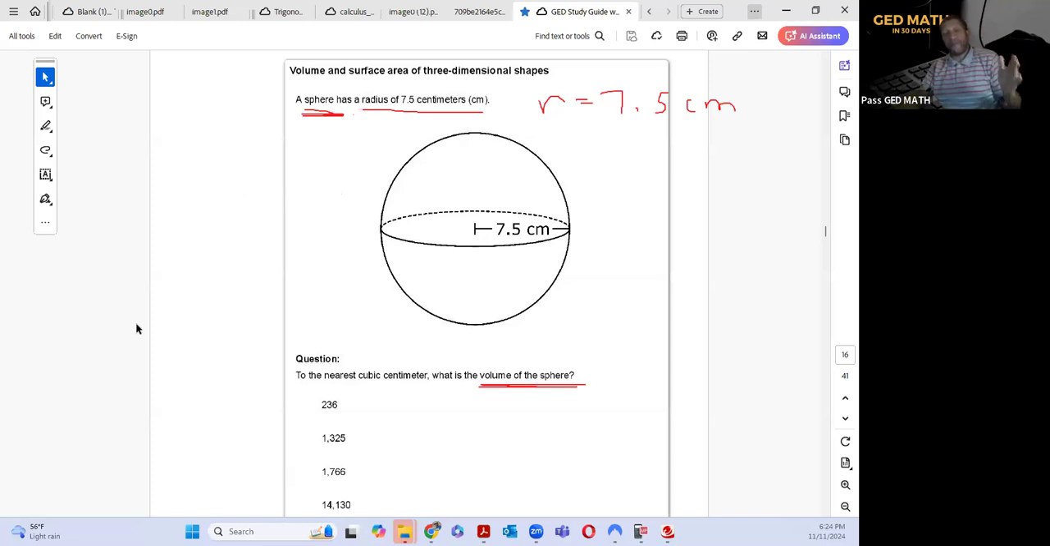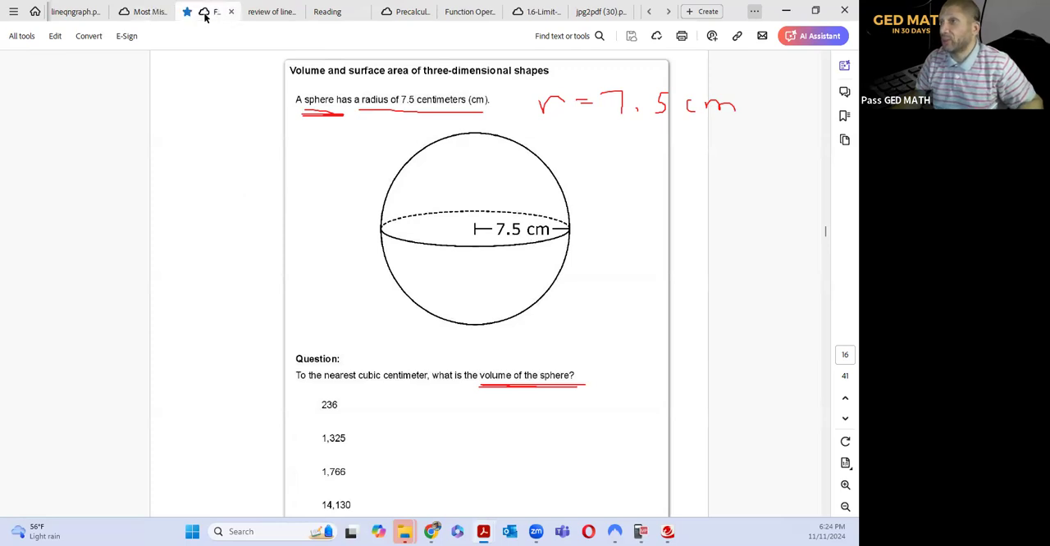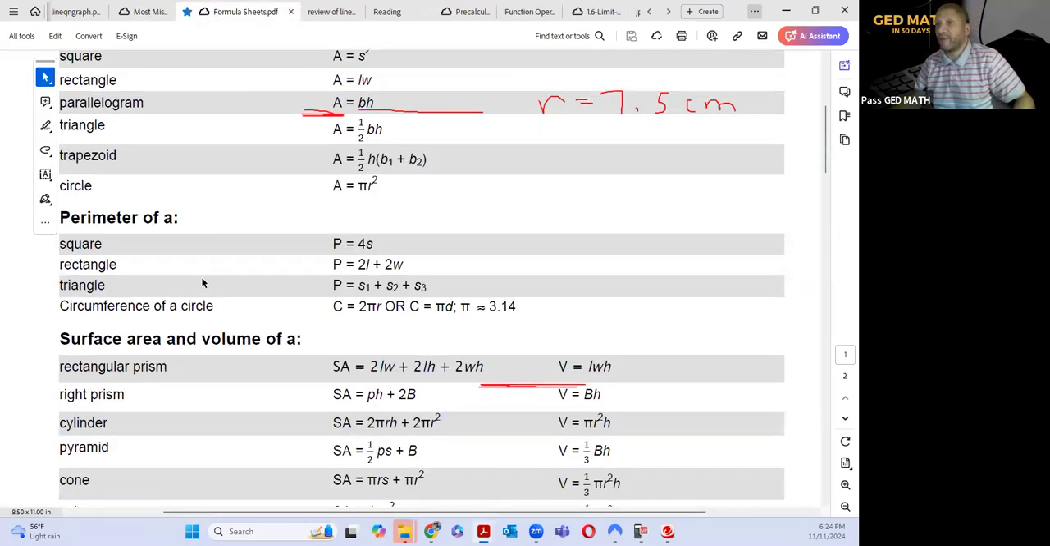Again, every time you practice for GED math, you should have three things out: scrap paper, your calculator, and your formula sheet. You should not be sitting down at your table to study without those three things. So if you notice, I've been tutoring pre-calculus and calculus too. So there's my formula sheet. I find my sphere.